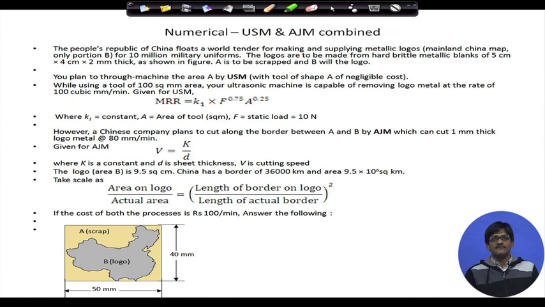So, if the cost of both the processes is rupees 100 per minute, answer the following. I hope the question is quite clear. You want to use USM, the Chinese company wants to use AJM, and now you have to find out which one is going to be more costly. The one which is less costly will win the world tender.